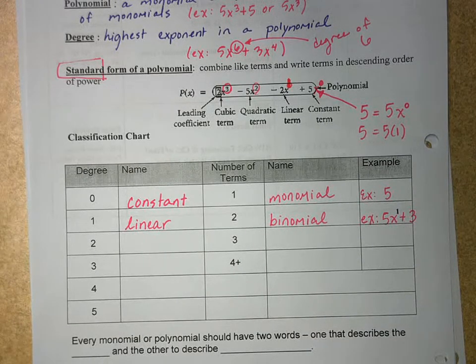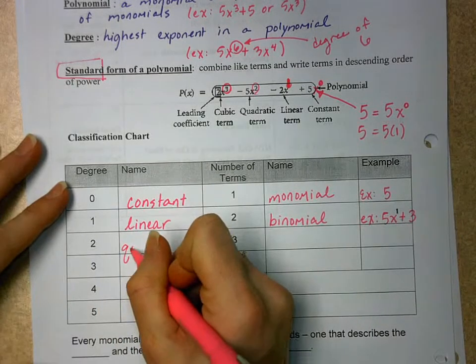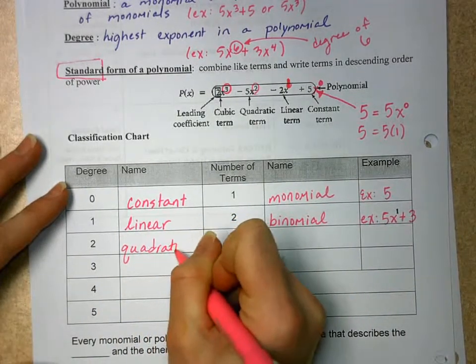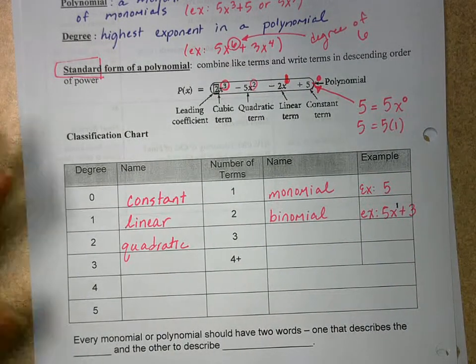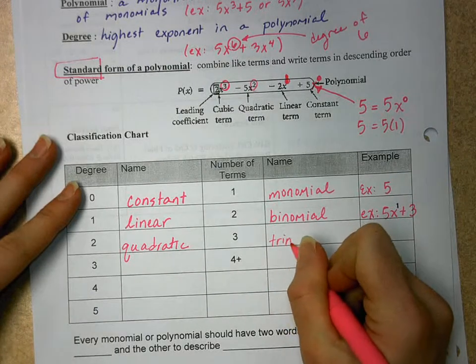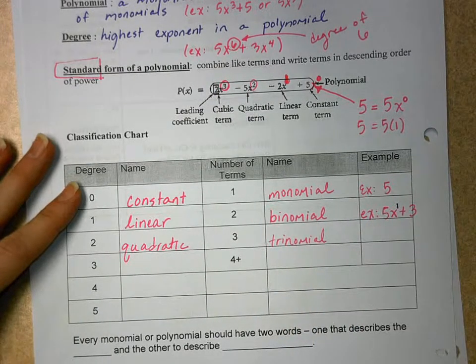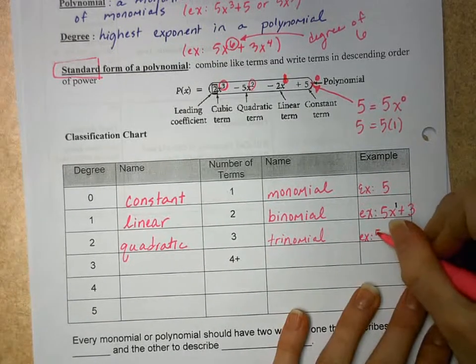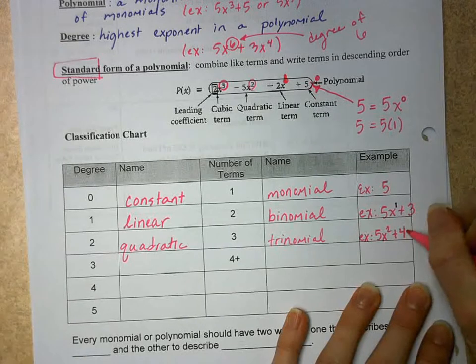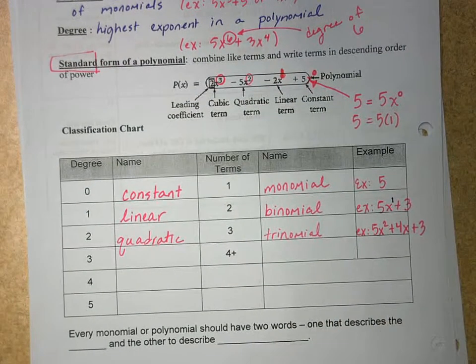If you have a degree of 2, you should all know this. What type of functions have a degree of 2? Quadratic. Excellent. So your first name would be quadratic. And then if you have 3 terms, which we see often with quadratics, then your last name would be a trinomial. So an example of a quadratic trinomial would look like this. 5x squared plus 4x plus 3. The highest exponent you see is 2, and then there's 3 terms.